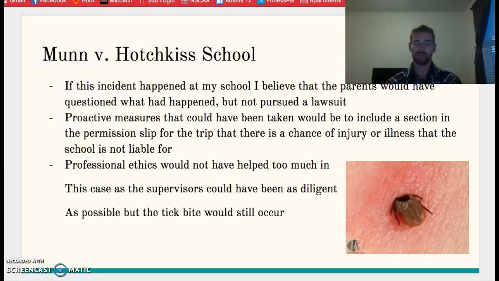I don't think professional ethics would have helped too much in this case. Potentially, if they saw a student wearing shorts and a t-shirt on a hike where they know that they might hurt themselves, they could possibly say, hey, maybe you want to wear a long sleeve shirt, long pants. But other than that, they could be as diligent as they want, and a tick bite still is going to occur. So I don't see too much wrong with those professional ethics there.